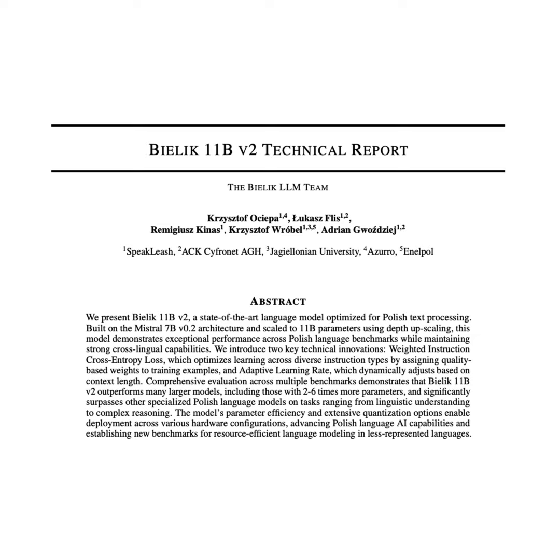GQA reduces the number of key and value heads compared to the query heads. So several query heads end up sharing the same key and value calculations. The model can still attend to different things because it has multiple query heads, but it does it with way less computation and uses less memory, especially with really long texts. It's a clever trade-off, getting most of the benefit with less cost.